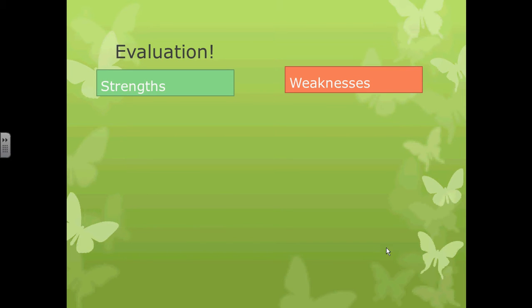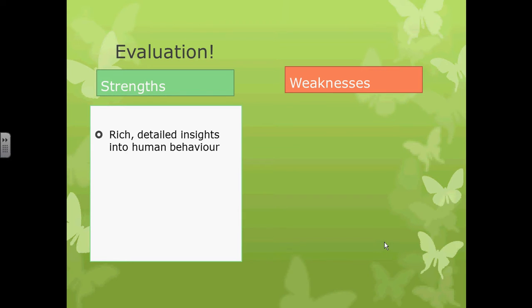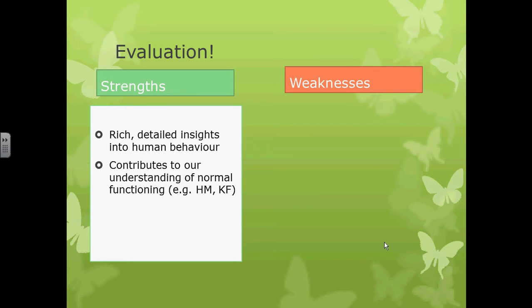Right, in terms of evaluation, the strength of a case study is that we get really nice, rich, detailed insights into human behaviour, in a way that asking 15 people to complete a questionnaire ticking boxes just doesn't give you. You're really able to interview someone and get lots of data about them and really try to get to the bottom and understand their experience. So, detailed insights into human behaviour. It also can contribute to our understanding of normal functioning.